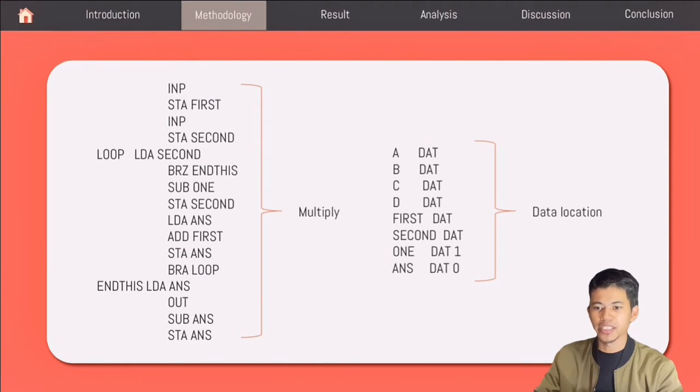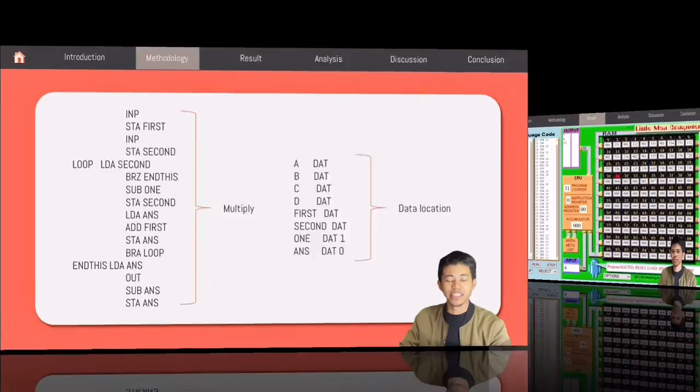Next, for the multiplication, we use functions the same as the add and subtraction operations, but with an additional loop, BRZ, and also the BRA function. The last section is the data location, DAT.